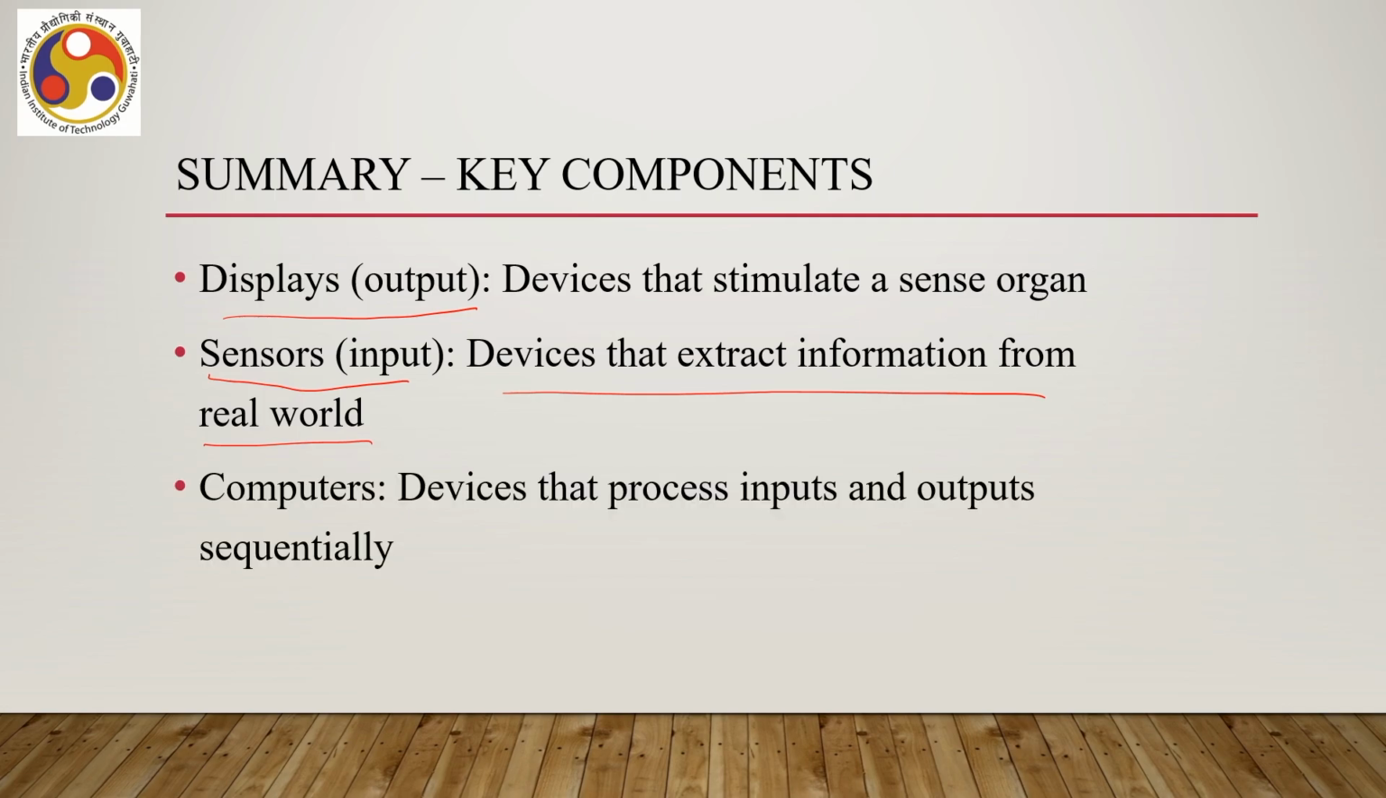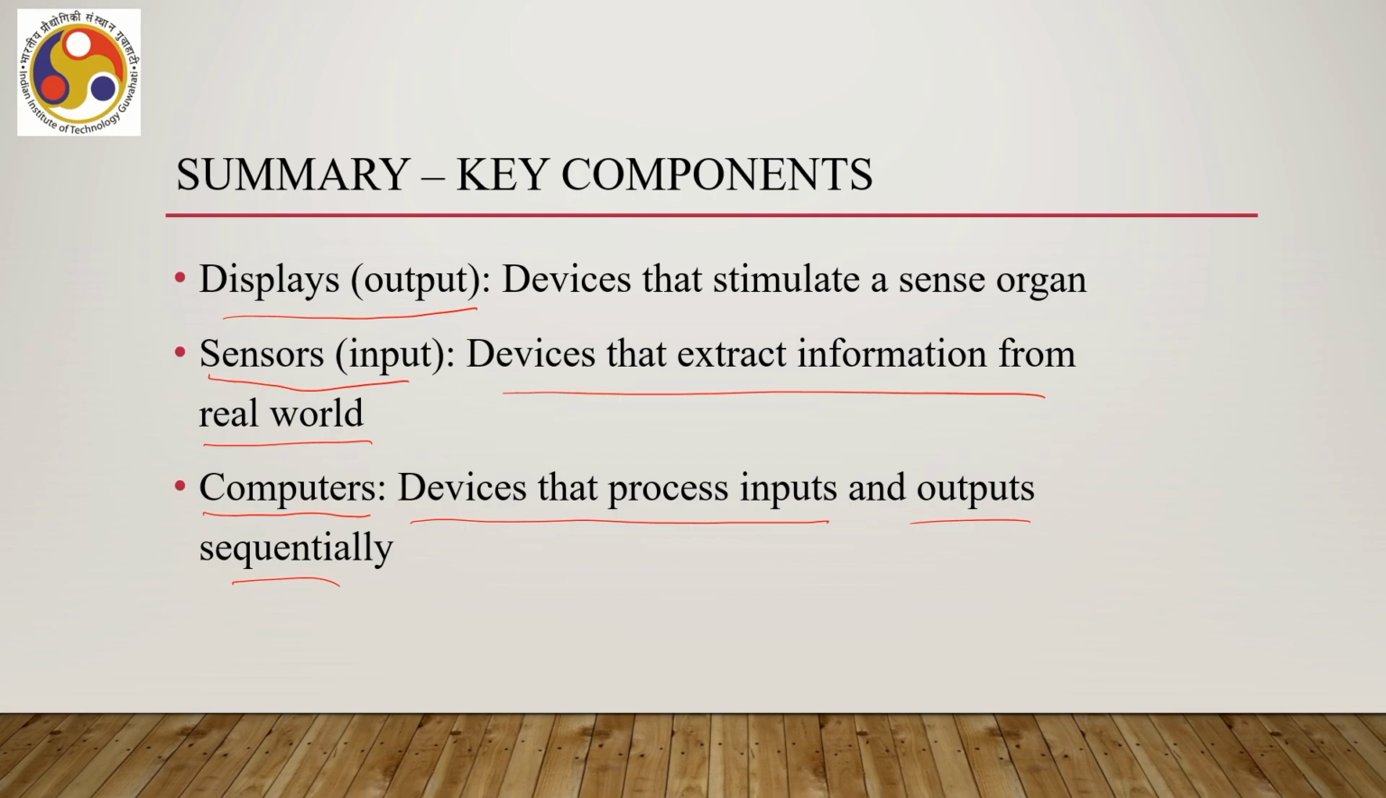And finally, the processing part or computers. Again, we are referring to the processing part using a broad term, computers. By this term, what we essentially mean are the devices that process the inputs and produce outputs for the user to perceive the world. So, there are these three components: displays or output devices, sensors or input devices, and computers as the processing element.